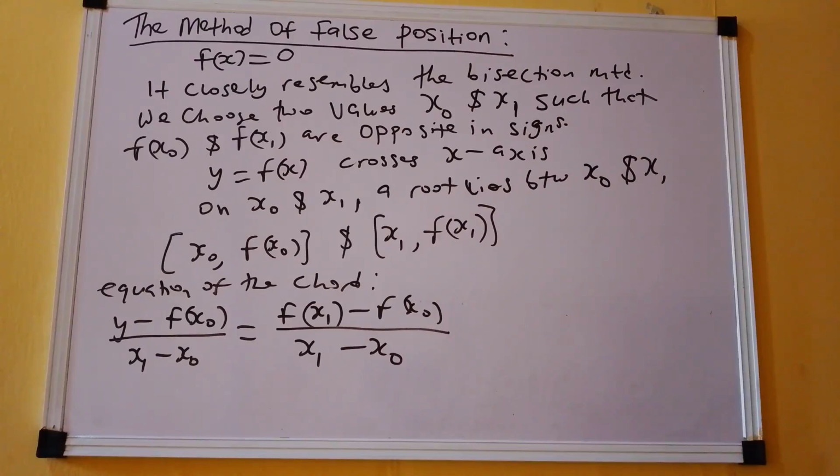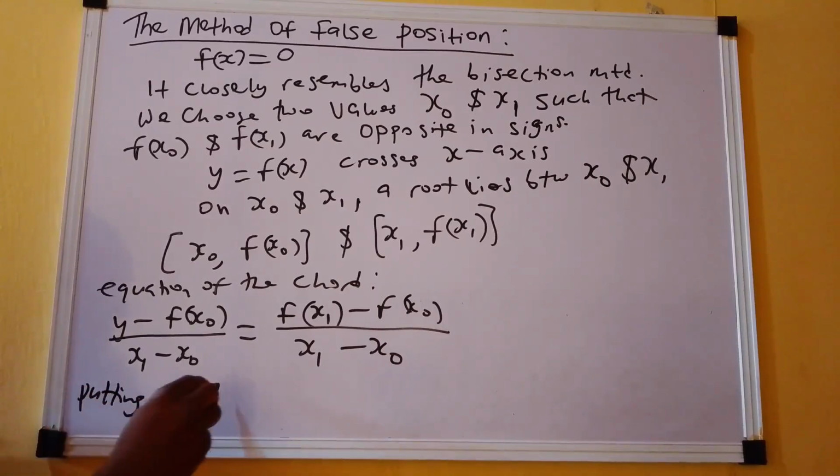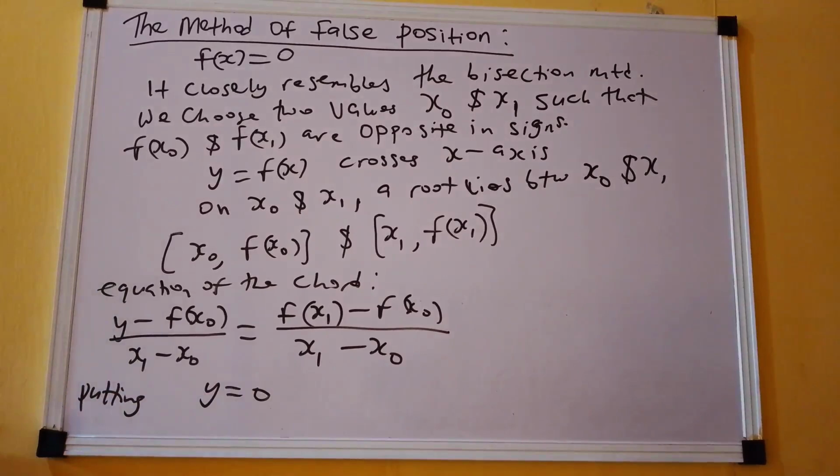Then, this method consists of replacing the part of the curve by the chord joining the points and taking the point of intersection of the chord with the x-axis as an approximation of the root. This point of intersection is given by putting y equal to 0.